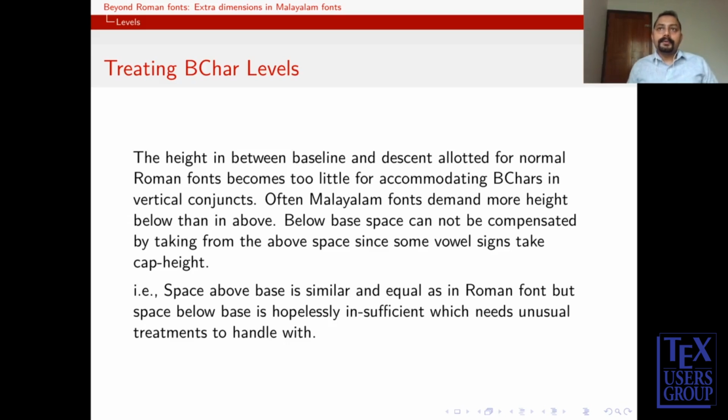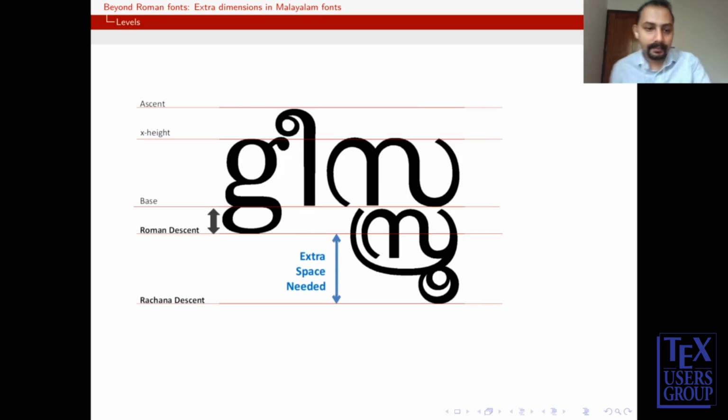Now, to accommodate all these different characters and conjuncts with all these different levels in the below base, there are a couple of ways we can treat the below base character. The first option is to give a constant below base character height and compress the below base characters to fit in that below base height. We'll take some examples to see what that means.